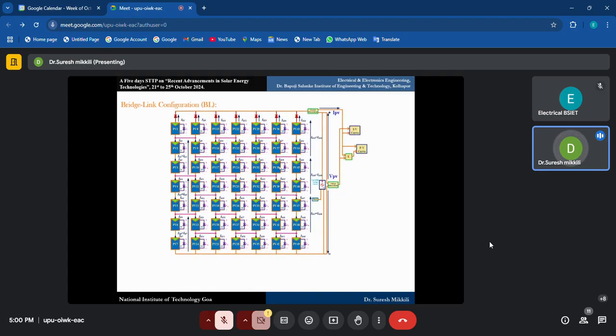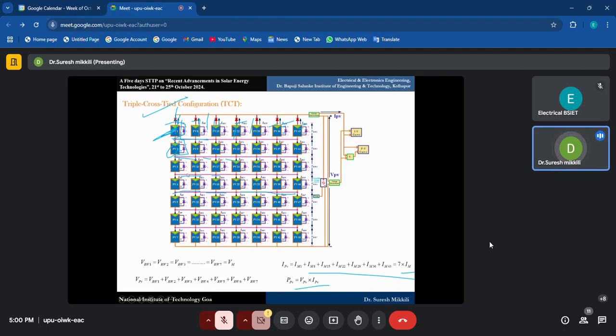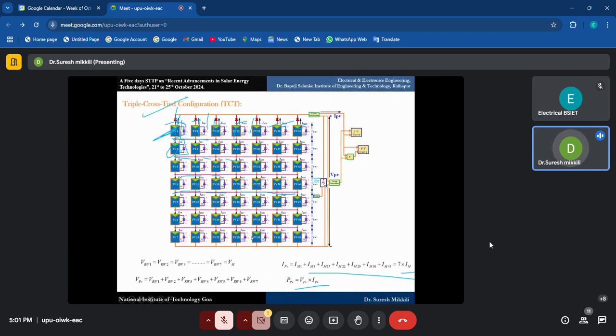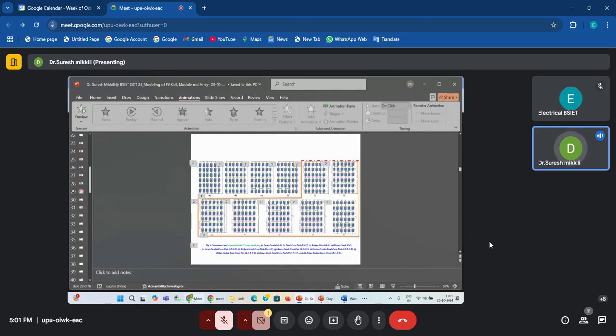Next, we have taken bridge link, where four modules together will be connected at a time. Next, we have seen the honeycomb structure, like a bee structure of every 6 modules. Then TCT is total cross tied. Series-parallel, bridge link, honeycomb and total cross tied are medium voltage, medium power applications. Ultimately, above all, TCT will give you the best performance. This is what we discussed with the numericals also.